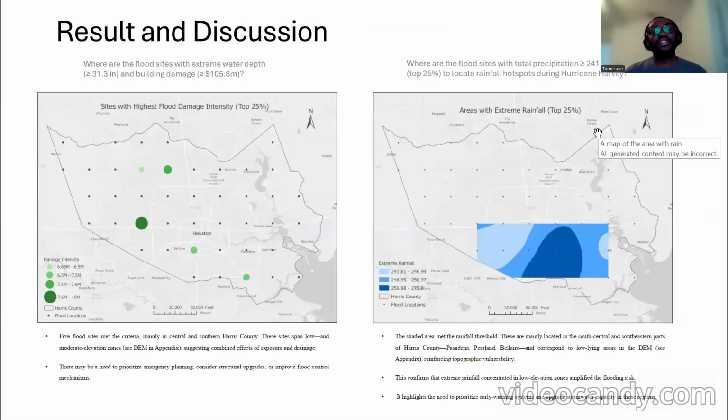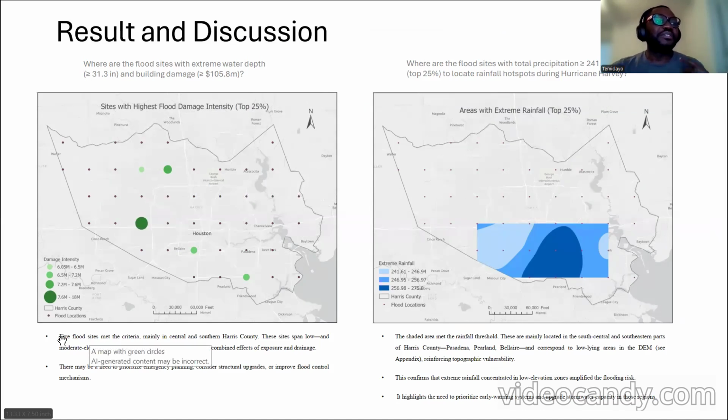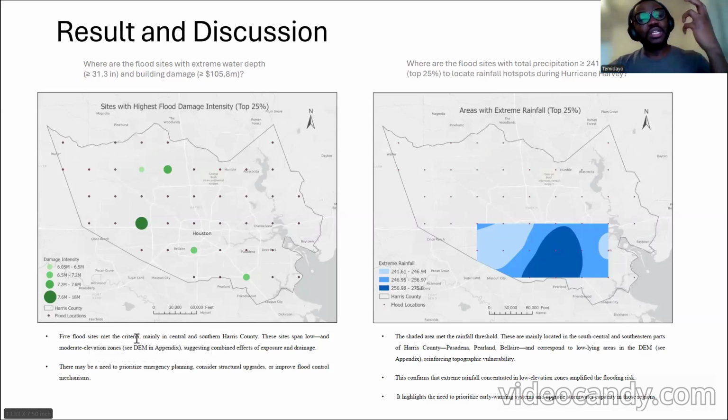Results and discussion, very briefly. So what question are we answering first? Where are the flood sites with extreme water depth and extreme building damage? As you can see from the map, we have shades of green and different sizes for each bulb, or if you like, call them dots. Results show that 5 flood sites met the criteria based on the query that we developed.